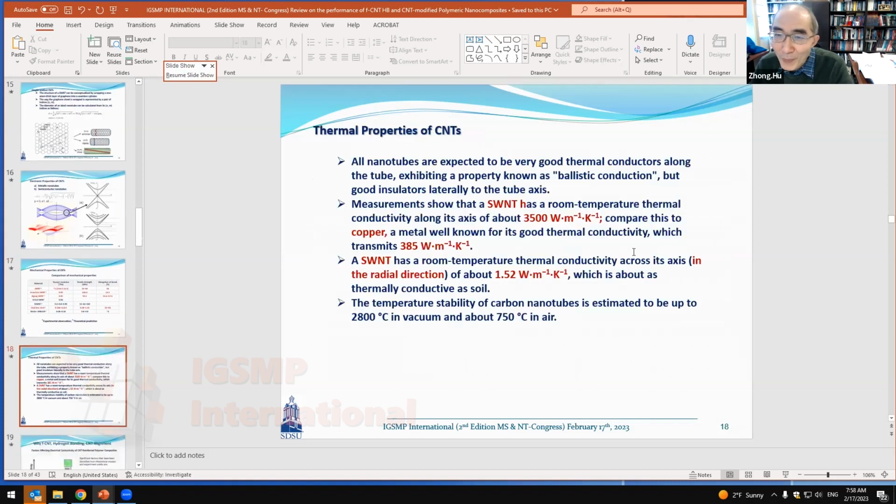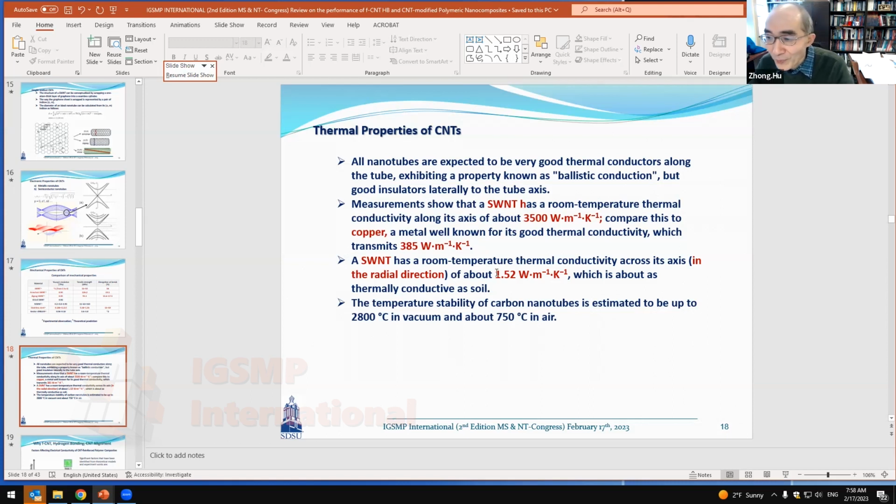So, for example, for the thermal property of a carbon nanotube, sometimes a single-wall carbon nanotube can have as high as 3,500 watts per meter per Kelvin. And if you compare with a good conductor like copper, that's almost 10 times higher. You can imagine, that's quite amazing.